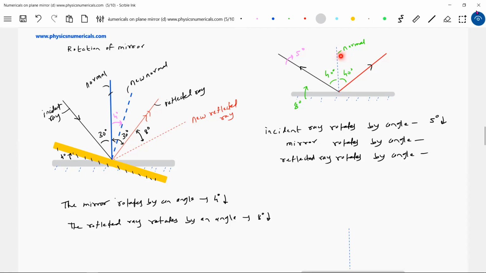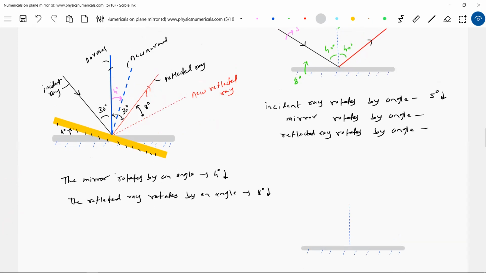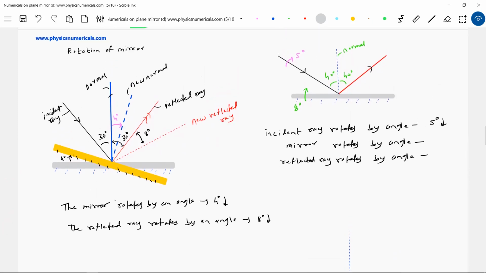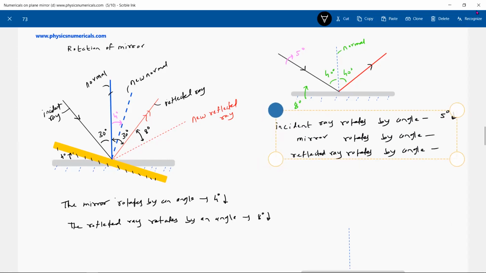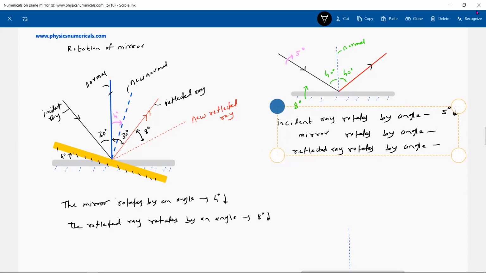So initially, this was the normal. So what is the angle made by the incident ray with the normal? It was equal to 40 degrees. Angle of incidence should be equal to angle of reflection. How to manage this one now? Can we draw any diagrams? Yes, you can draw the diagram here only.